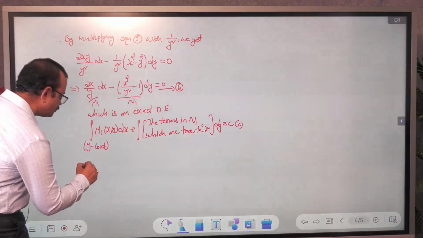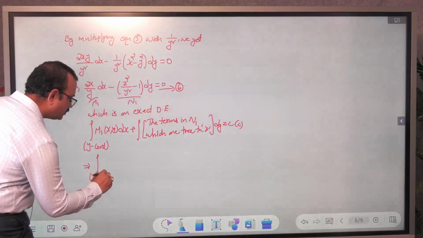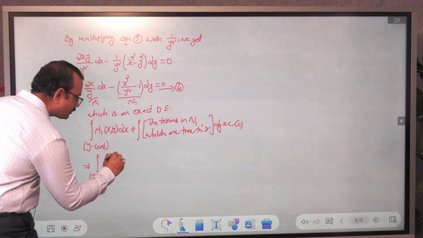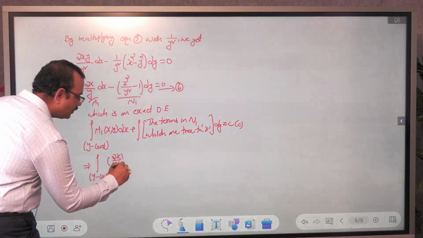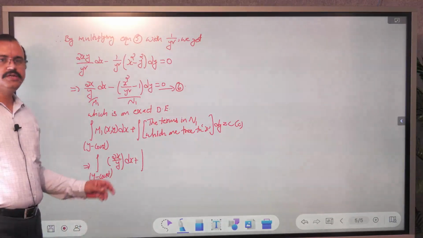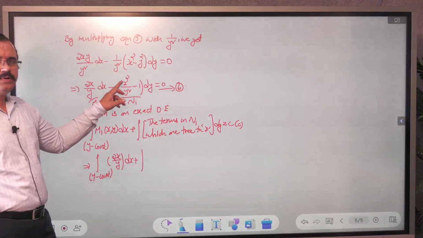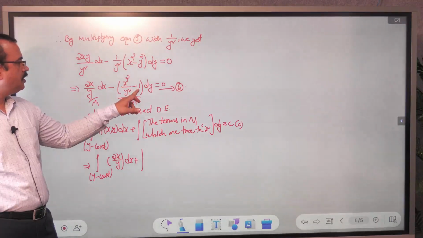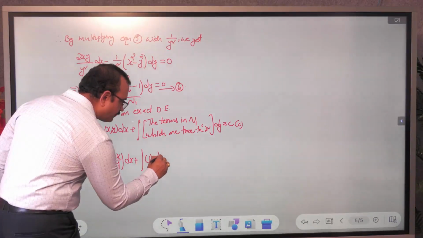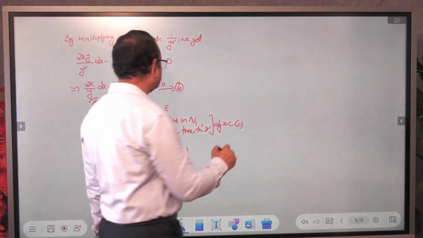Now you substitute all the values. This implies integral, treating y as a constant. So what is M1 here? M1 is 2x by y into dx, plus integral of, in N1 we have to take the terms which are free from x. In the first term we have x square by y square, x is there, we cannot take it. Next we have 1, but minus of minus, plus 1 we have. So only 1 into dy is equal to c. This is nothing but an arbitrary constant.